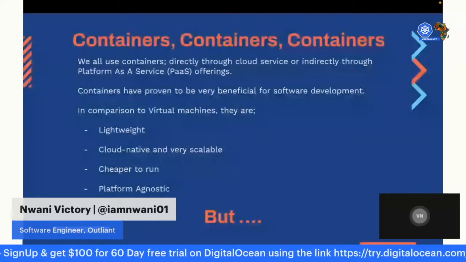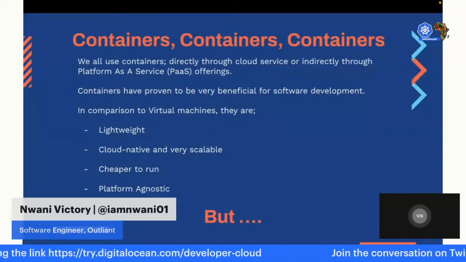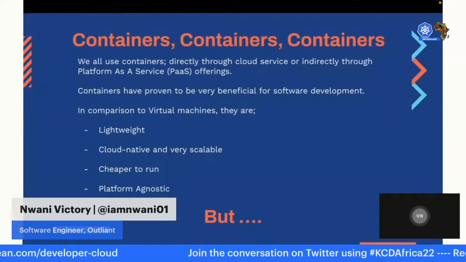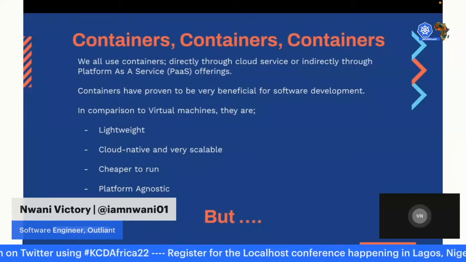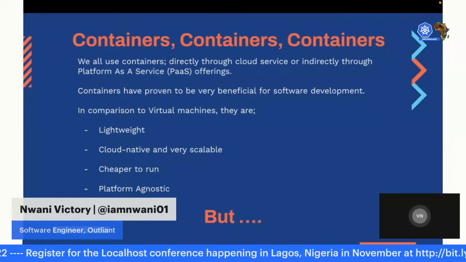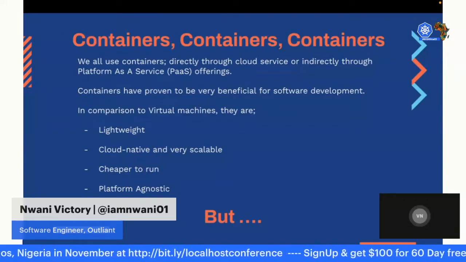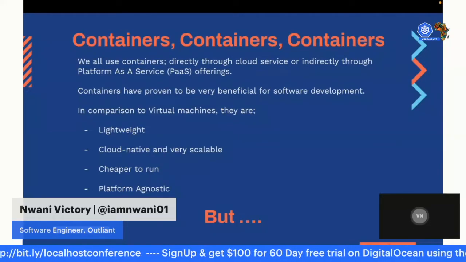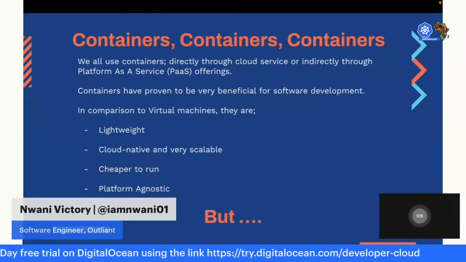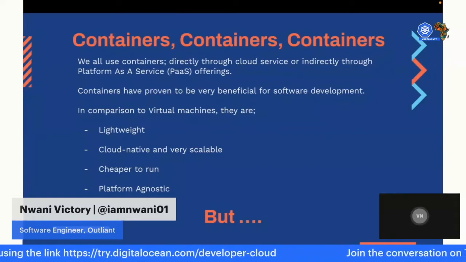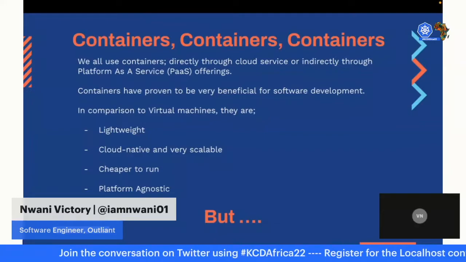And in comparison to virtual machines, which we used for years for running applications, containers are lightweight. They are cloud native because they fit well into the cloud architecture. And with that, they are very scalable. They are used for running microservices and very large applications. And they are cheaper to run because, unlike virtual machines, we can have several containers running within a single virtual machine. They are platform agnostic also, so you can have a single container run across multiple cloud platforms.